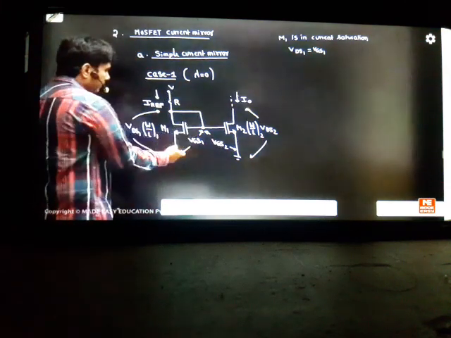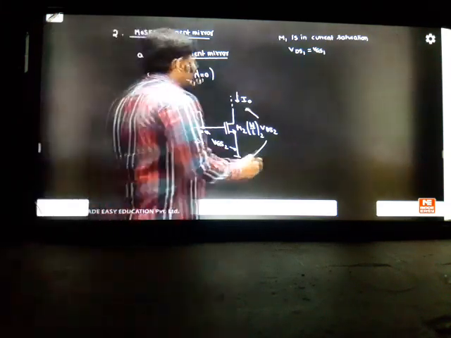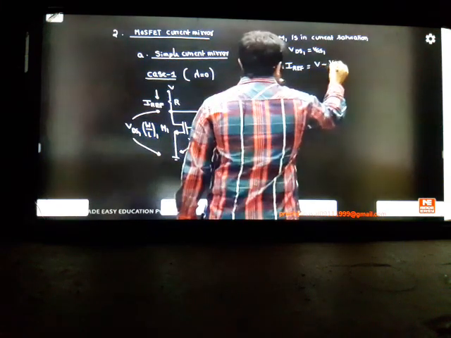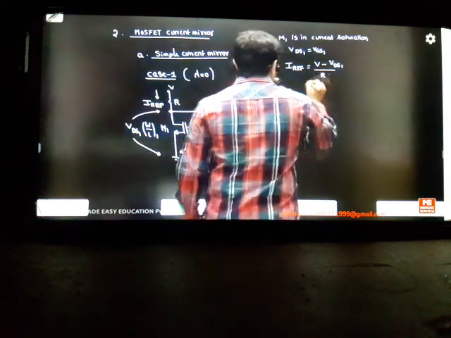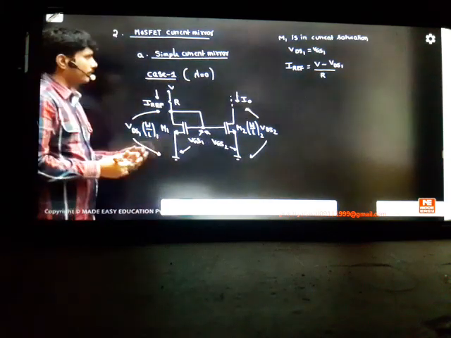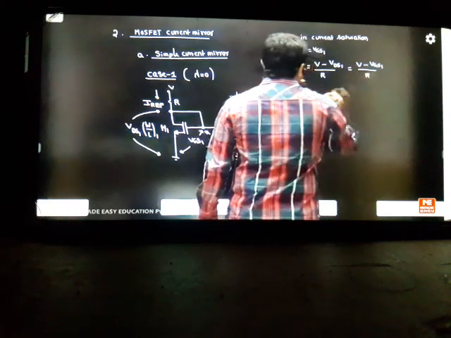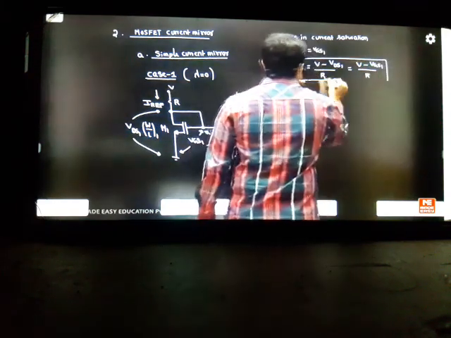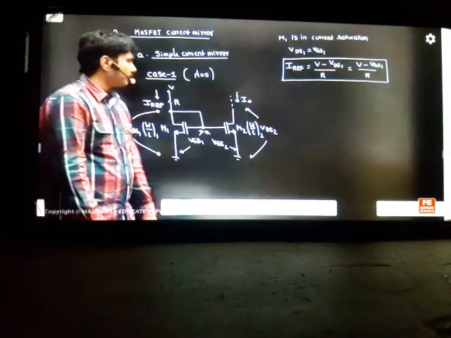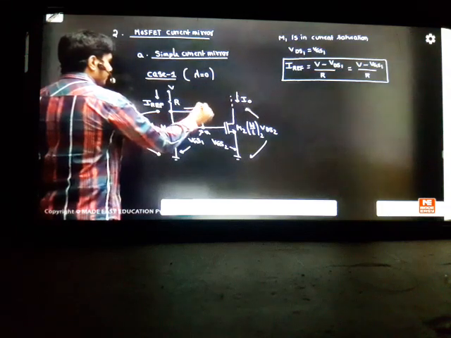Whenever this is biased by VGS1, this point will also be equal to VGS1. So what is the I reference current here? If you want to calculate the I reference current in MOSFET, it is V minus VDS1 divided by R. But VDS1 and VGS1 are both the same, so we can write this as V minus VGS1 divided by R. So this is my I reference current. Now I understand how to calculate the I reference current. Once you know it, the next job is this: previously in BJT there were some base currents going here, but the best point in the MOSFET current mirror is that you can straightforwardly take this as 0.